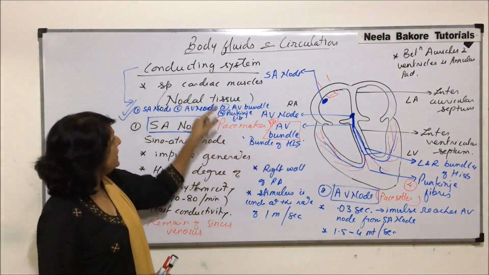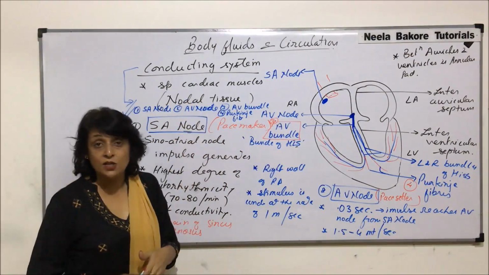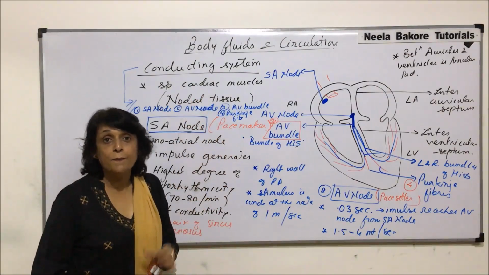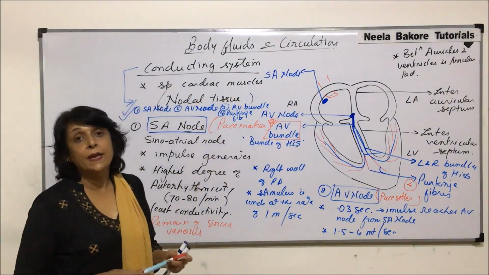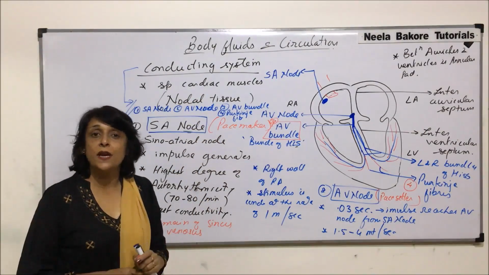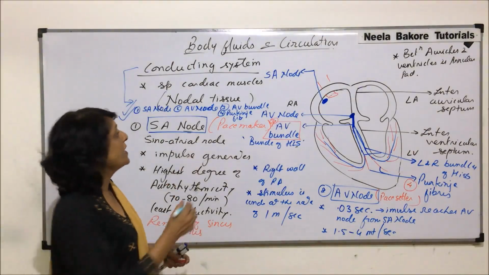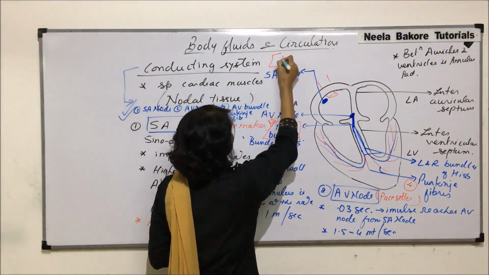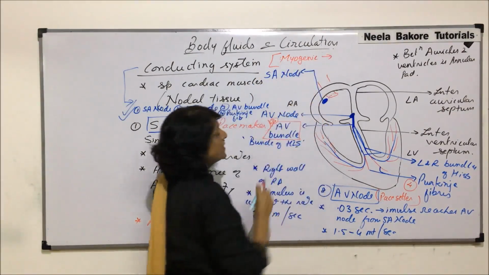Now here we have seen that these nodes are specialized muscles. That means the impulse is generated by a muscle. Such a heart where the impulse for contraction is generated by a muscle is known as a myogenic heart. So our heart is myogenic. And what does it mean?